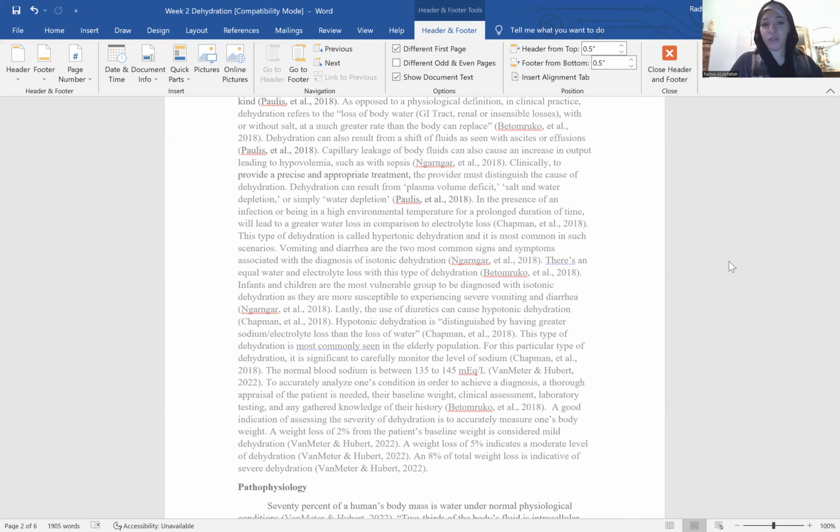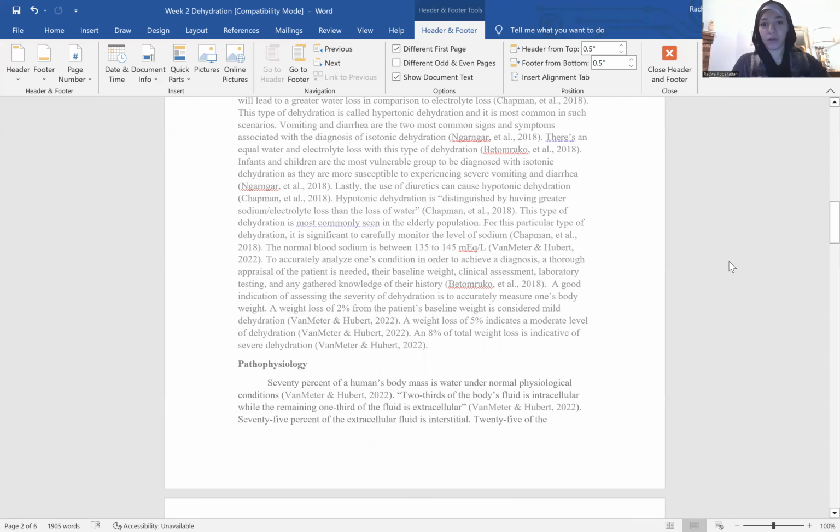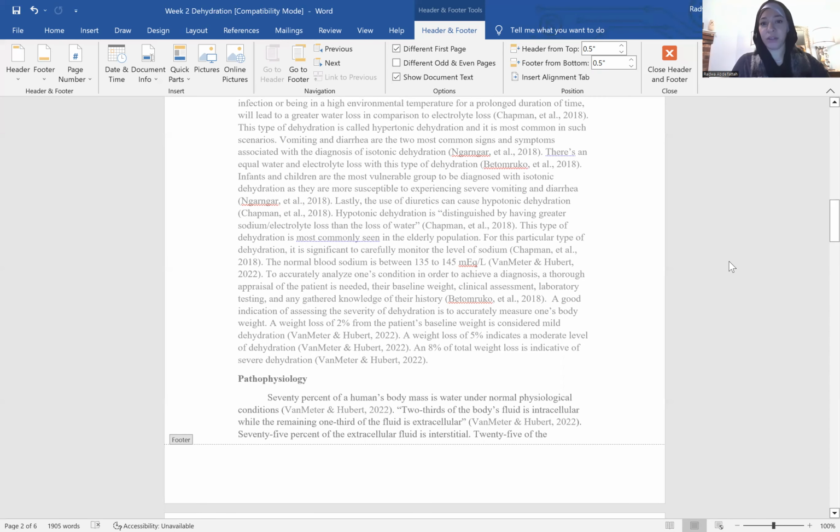In the presence of an infection or being in a very hot environmental temperature for a prolonged duration of time will lead to a greater water loss in comparison to electrolyte loss. This type of dehydration is called hypotonic dehydration, and it is the most common in such scenario.